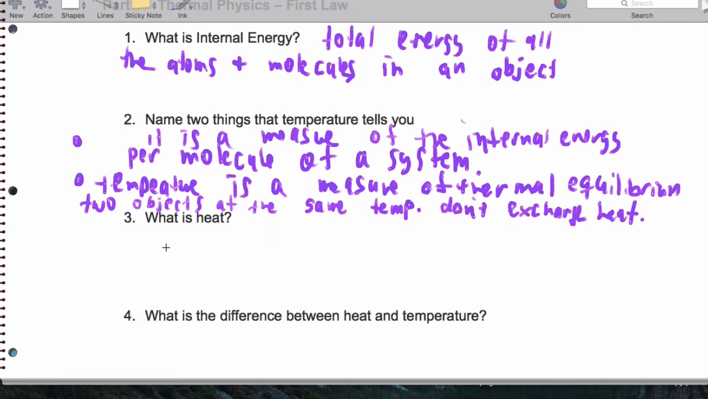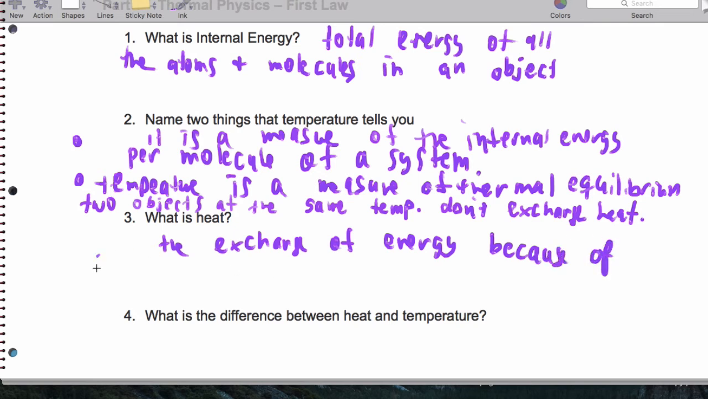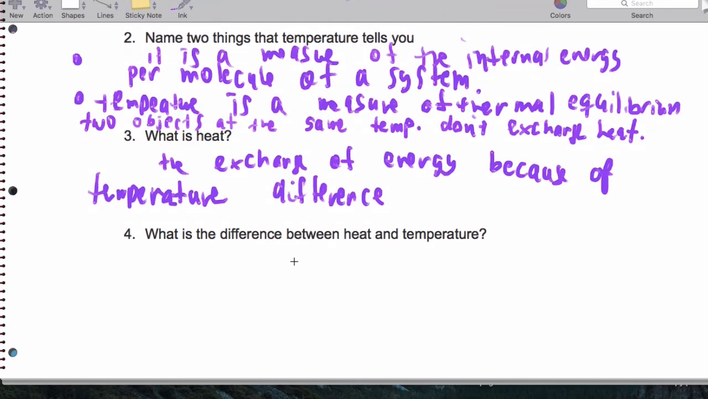Now, heat. Heat is the exchange of energy because of temperature difference. Okay, so if I had to distinguish between heat and temperature, because in everyday language we'll say, oh, that feels hot, that has a high temperature, we want to be really clear on the difference.